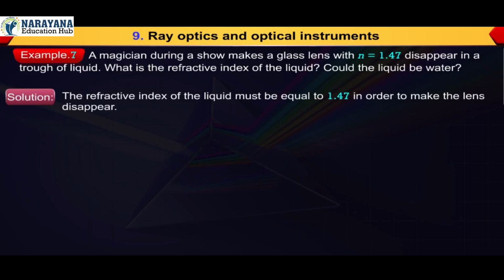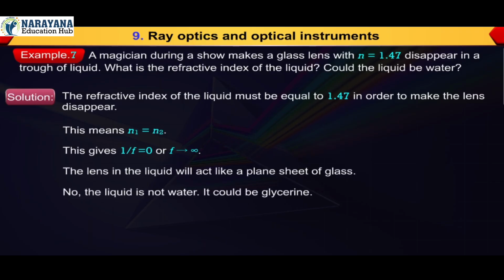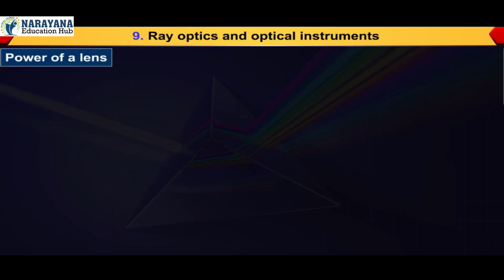The refractive index of the liquid must be equal to 1.47 in order to make the lens disappear. This means n1 is equal to n2. This gives 1 upon f is equal to 0, or f tends to infinity. The lens in the liquid will act like a plain sheet of glass. No, the liquid is not water. It could be glycerine.